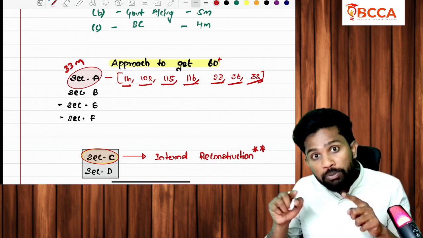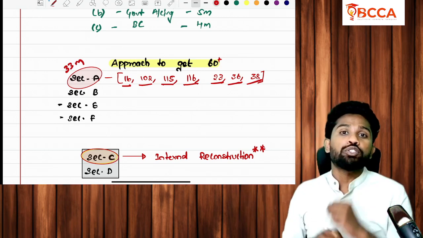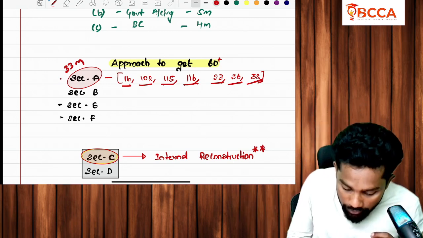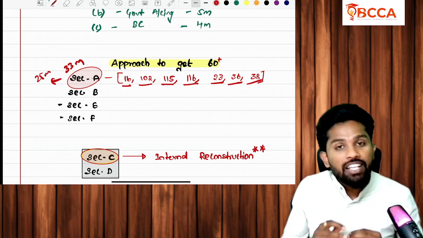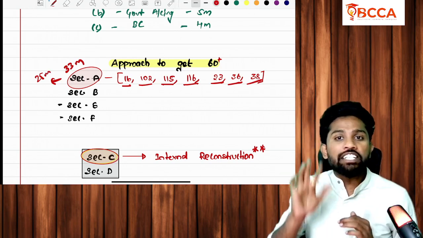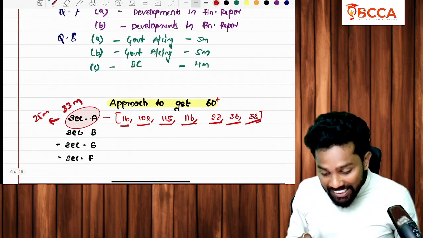So your priority should be on those 7 Ind AS to get those 25 marks. If you get 25 marks, your confidence will pump up like anything in the exam. First thing. Next, section B.